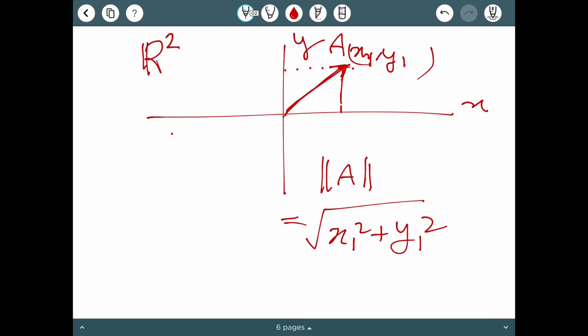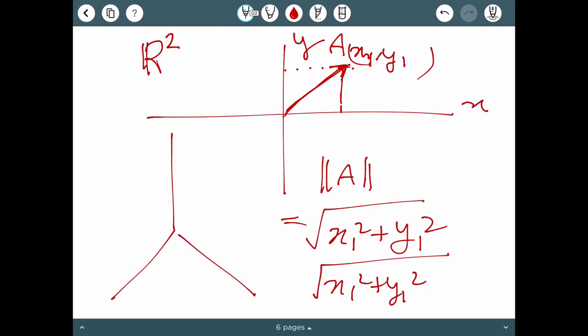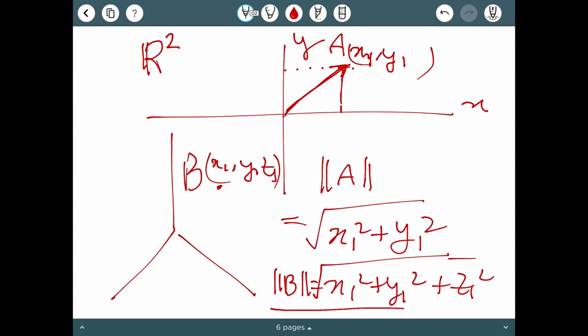Similarly, in 3 dimensions, you have the root of x1 squared plus y1 squared plus z1 squared if the point is x1, y1, and z1. And say this is b. So the norm of b is equal to the root of x1 squared plus y1 squared plus z1 squared, which is equal to the length of the vector which starts from 0, 0, 0 to x1, y1, and z1.